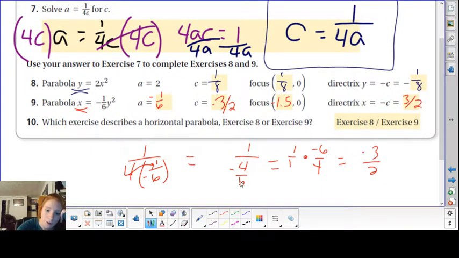Okay. Which of the following was a horizontal? Good, 9, because we went left and right.